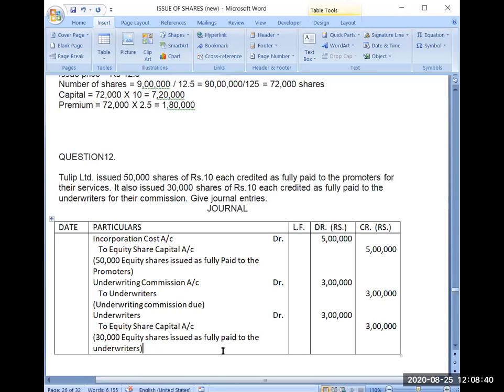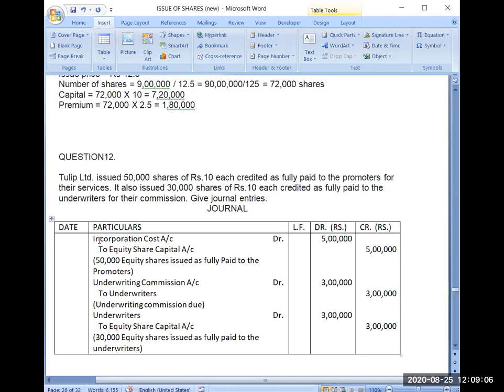In this, the balance sheet part is not there. So your number of shares issued will increase, subscribed and fully paid up will increase accordingly. How many shares have you issued? 50,000 plus 30,000, 80,000. So 80,000 multiplied by 10, 8 lakh is your issued capital, equity share capital.